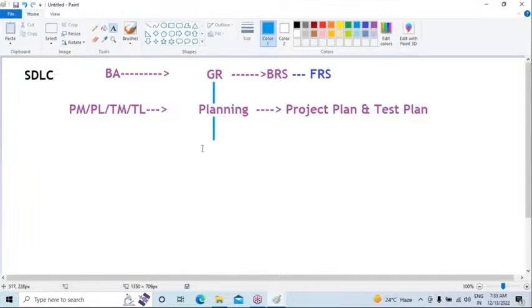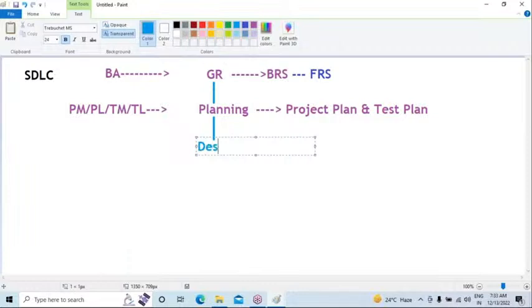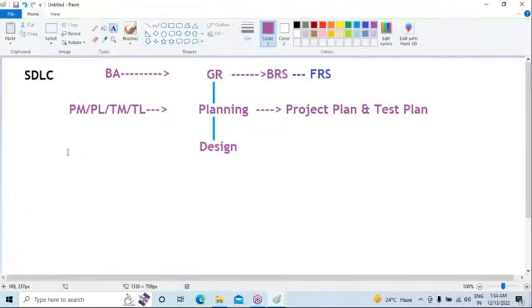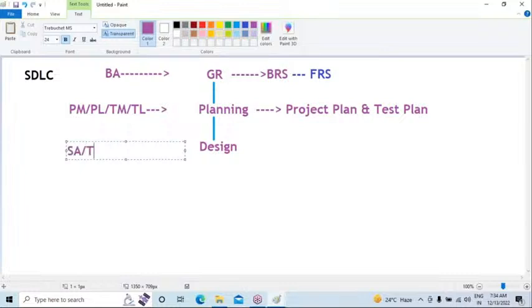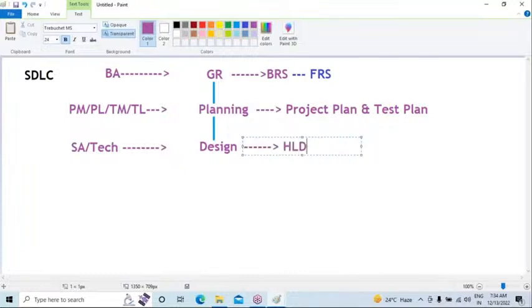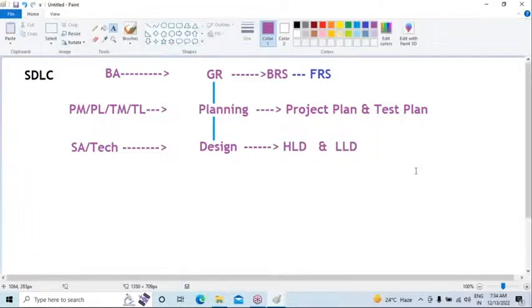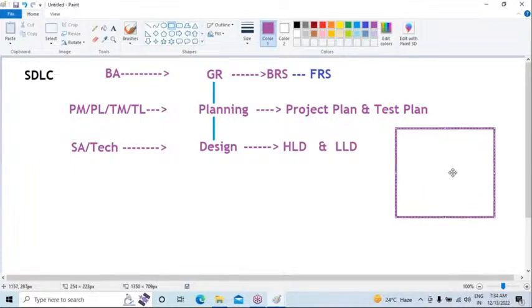So here we are moving to the design. In this design phase, who are the people involved? The senior architects or the technical people are going to be involved in the design. They are preparing the high level design and the low level design for the project. What is meant by high level design? The high level design is nothing but the entire architecture of the application, called the high level design.